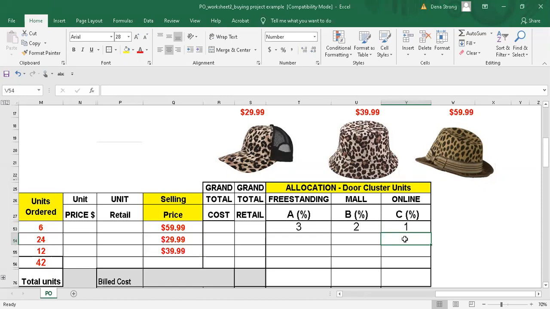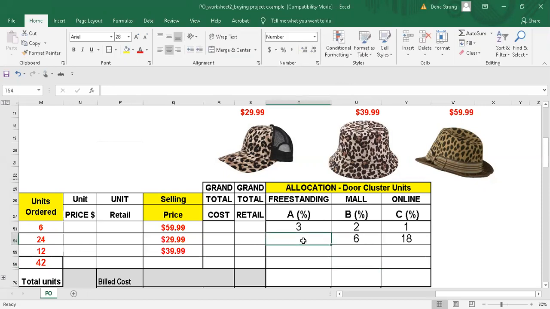So I have 24 hats. I'm going to give them half of the units. No, maybe a little bit more than half. I will give them 18 of these hats. And I'm going to give the mall the rest of the units. So that will be what, even though I teach math, I'm not that great at math. 24 minus 18. So that'll be 6 hats, I thought. So I'm going to give door B, the mall customer, 6 of these hats.